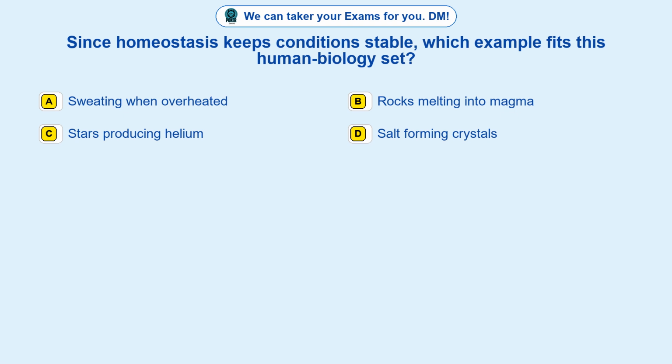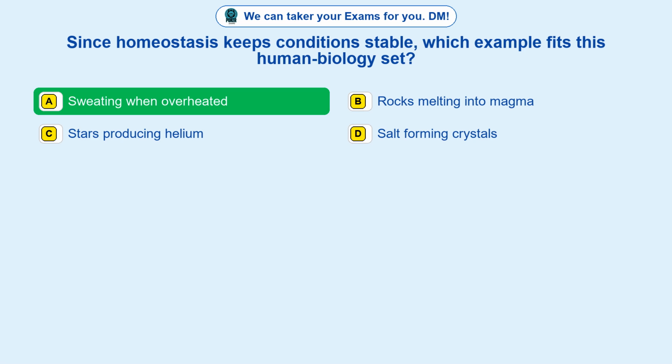Question 20. Since homeostasis keeps conditions stable, which example fits this human biology set? Option A. Sweating when overheated. Option B. Rocks melting into magma. Option C. Stars producing helium. Option D. Salt forming crystals. The correct answer is option A.